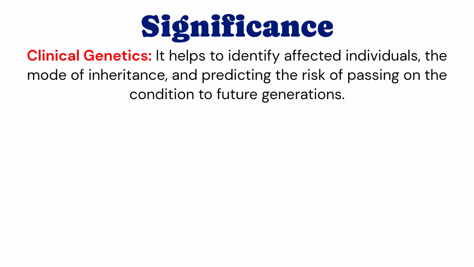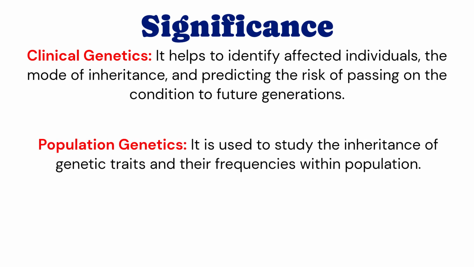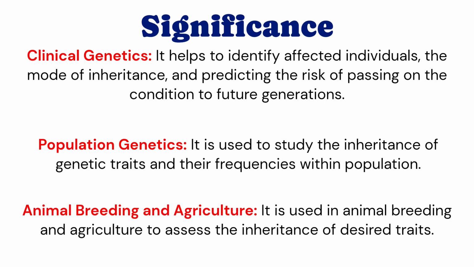Pedigree analysis has significant importance across different fields, including clinical genetics. Pedigree analysis aids in identifying affected individuals, determining the mode of inheritance, and predicting the risk of passing on the condition to the future generation. And in population genetics, pedigree analysis is used to study the inheritance of genetic traits and their frequencies within a population. Pedigree analysis is extensively used in animal breeding and agriculture to assess the inheritance of desired traits, such as disease resistance, productivity, and specific phenotypic characteristics.